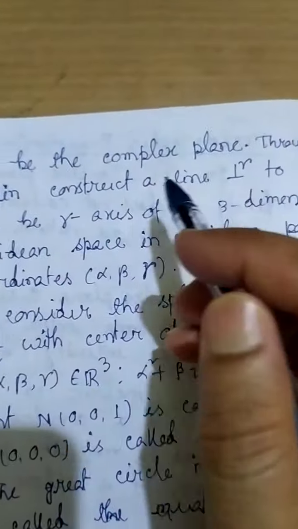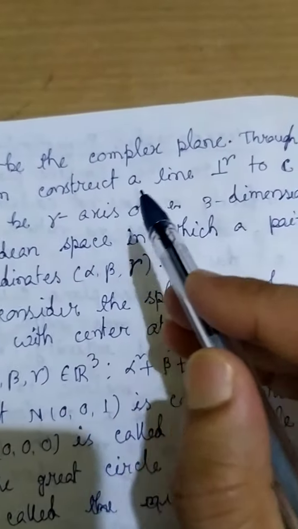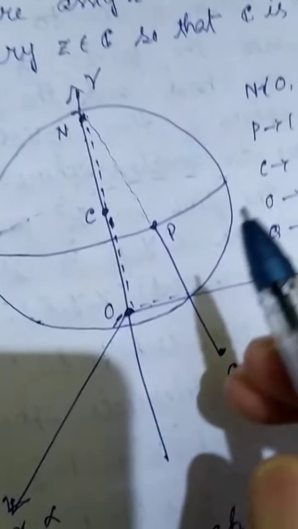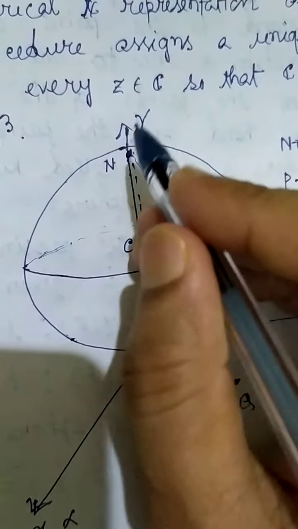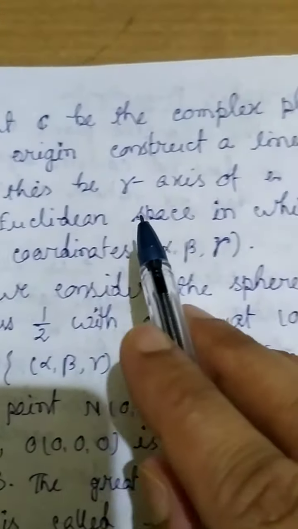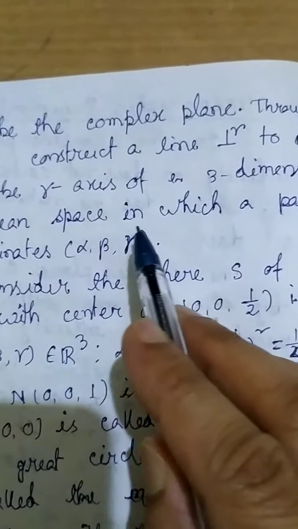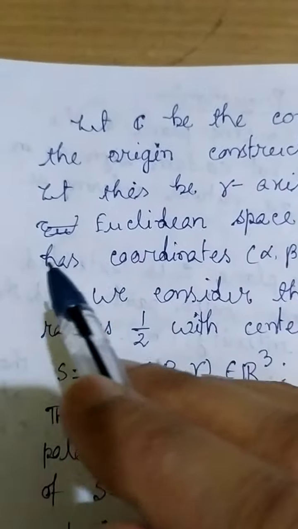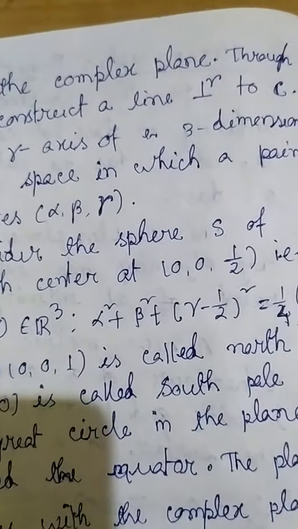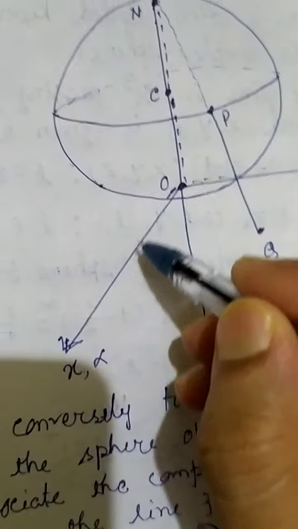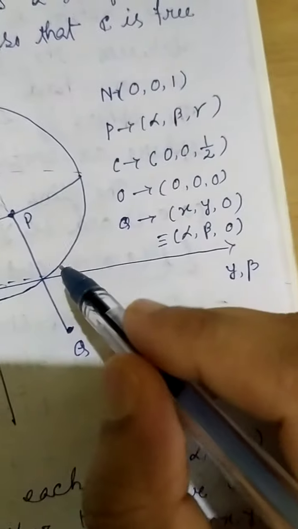So let's see with the complex plane. Through the origin, construct a line perpendicular to C. This is the line perpendicular to C, and we are going to call this line the gamma axis. Let this be the gamma axis of a three-dimensional Euclidean space in which a point has coordinates alpha, beta, gamma. That is, this is the alpha axis, this is the beta axis, this is the gamma axis.